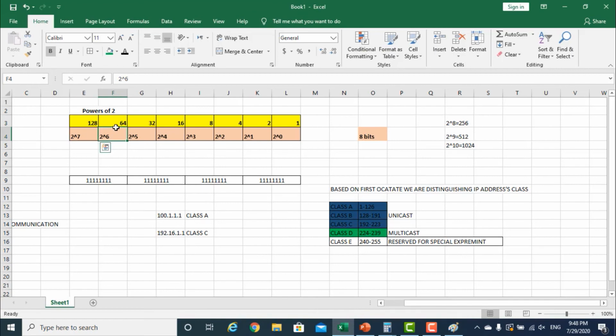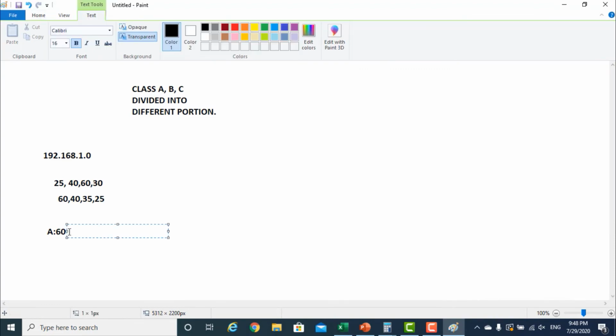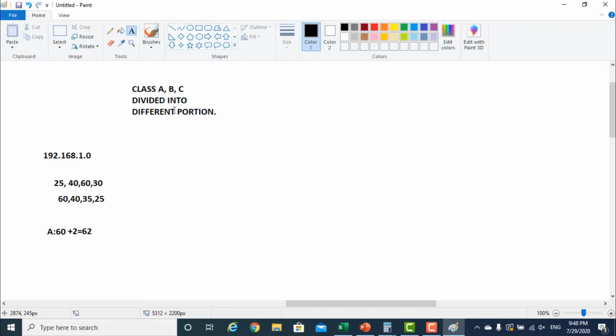The 60 is going to be under the range of 2 raised to power 6, which is 64. So our requirement is 60 plus 2. So 60 is our valid hosts. 2 must be considered for the network and broadcast ID. So 62 is under the range of 2 raised to power 6.